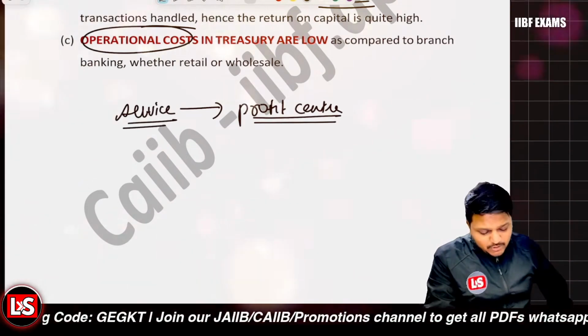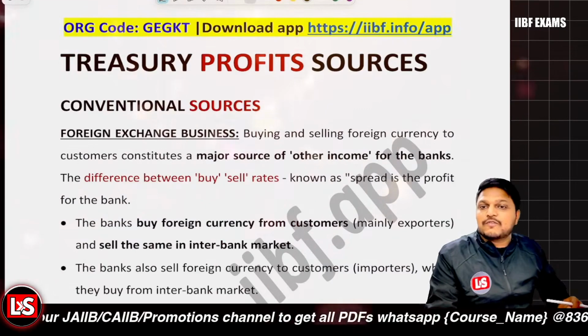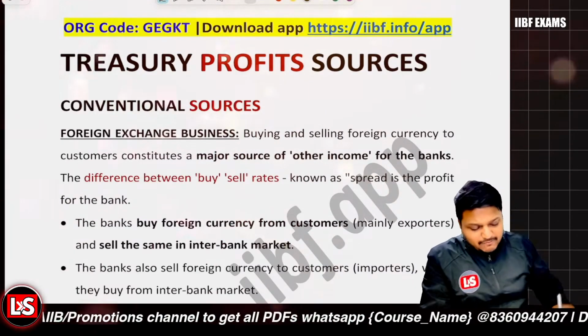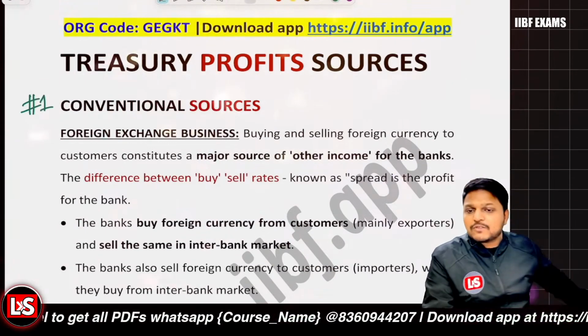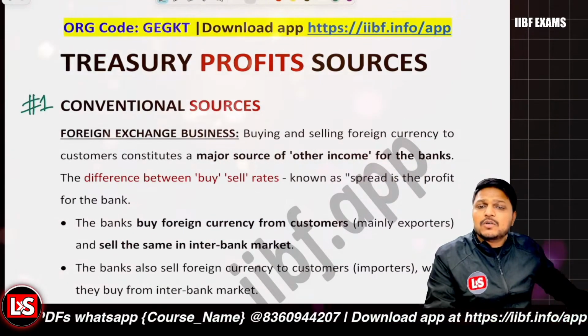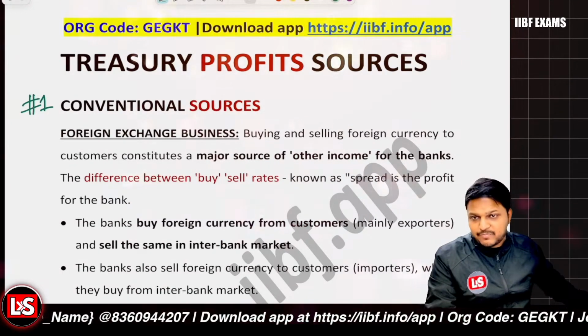And then it's related to the sources of treasury profits. There are some conventional sources which we are going to learn about first of all. And also, there are the contemporary sources of treasury profits.